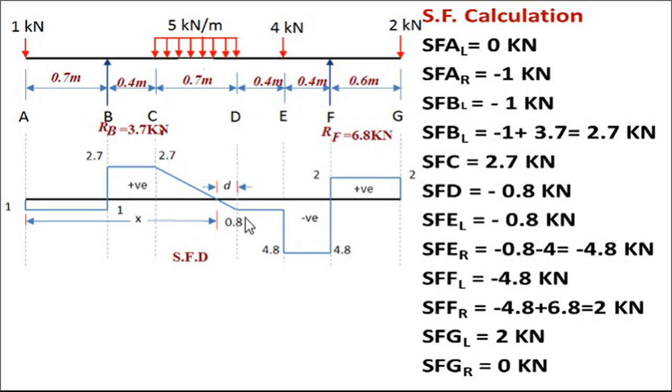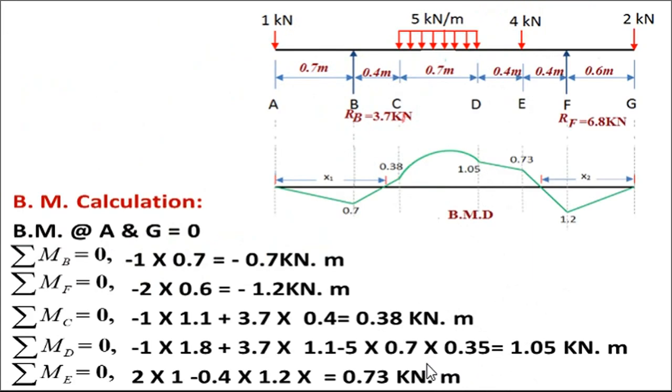Shear force at D there is again a single value, minus 0.8 kilonewton, and shear force at E there are two values, first value is taken left, which is minus 0.8, and second value is minus 4.8. At F there are two values again, to the left minus 4.8, and to the right 2 kilonewton, and shear force at G to the left 2 kilonewton and to the right 0 kilonewton.